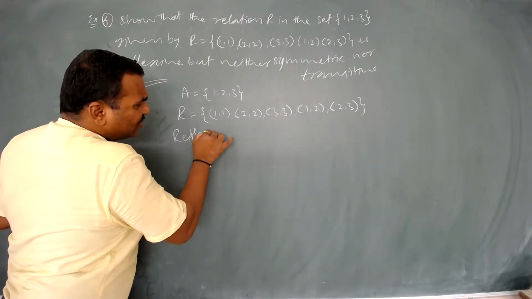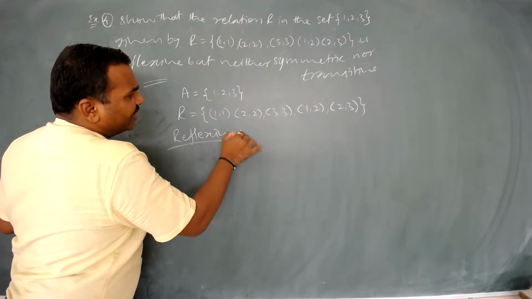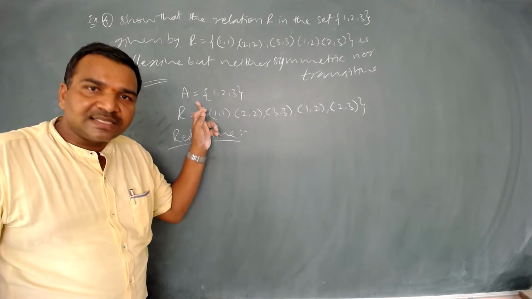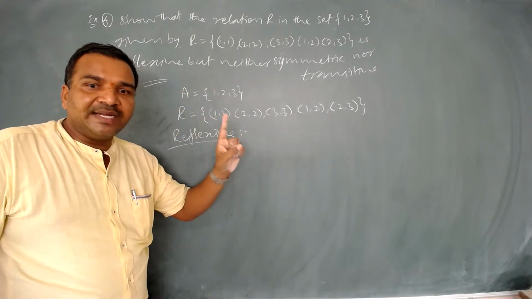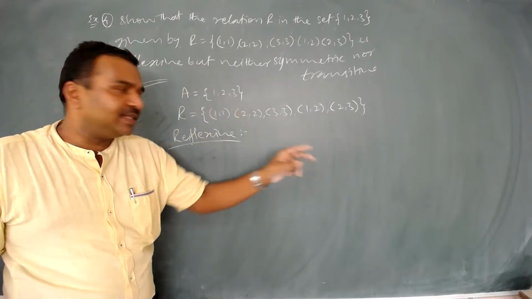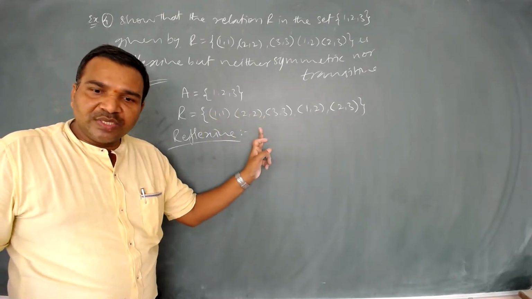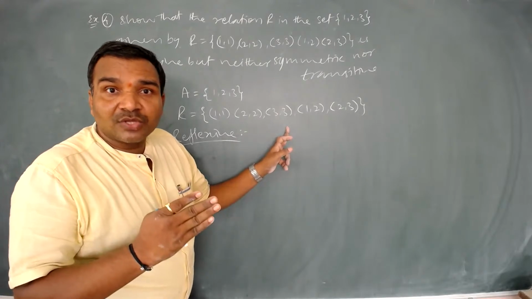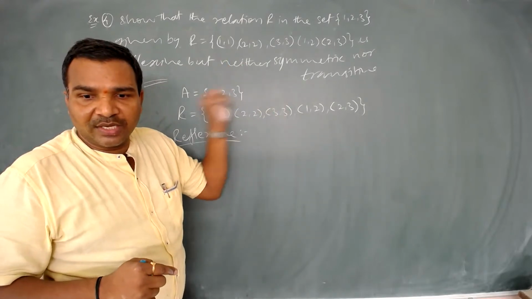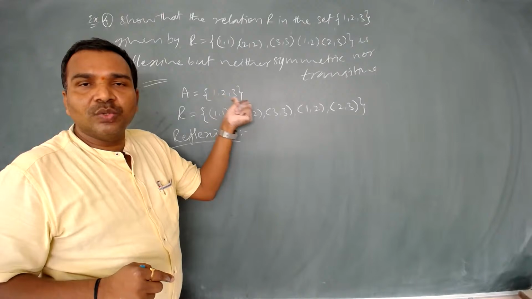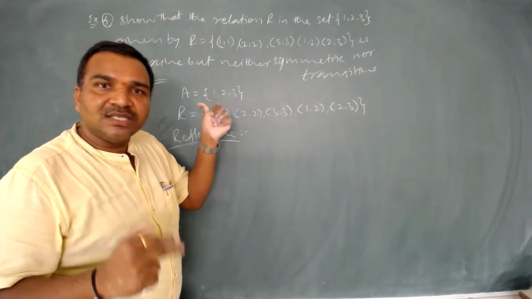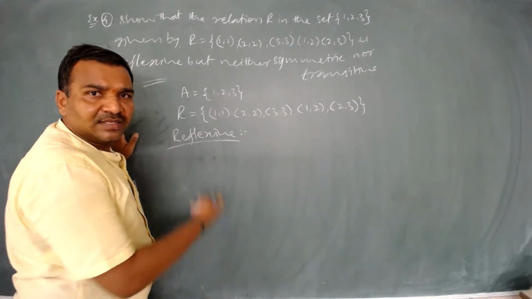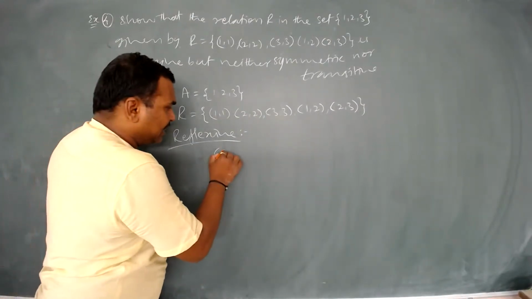Reflexive. Is it reflexive? Yes, it is reflexive clearly. Why? 1, 2, 3 are there in the set. So R should contain (1,1), (2,2), (3,3). Yes, (1,1) is there, (2,2) is there, (3,3) is there. What is the definition of reflexive? (a, a) belongs to R for all a belongs to A. So what are the elements in A? 1, 2, 3. So R must contain (1,1), (2,2), (3,3). All the elements are there. Clearly it is reflexive.